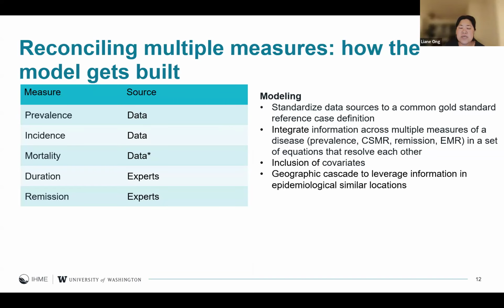What we will then do is take that information and put it into a statistical tool that can integrate information across multiple measures using a set of equations that force the information to resolve each other. Here we also add covariates, and we leverage a geographic cascade to use information in epidemiologically similar locations to help generate estimates in locations and age groups for which there is no data. When there's data, we want the estimates to follow where there's data.